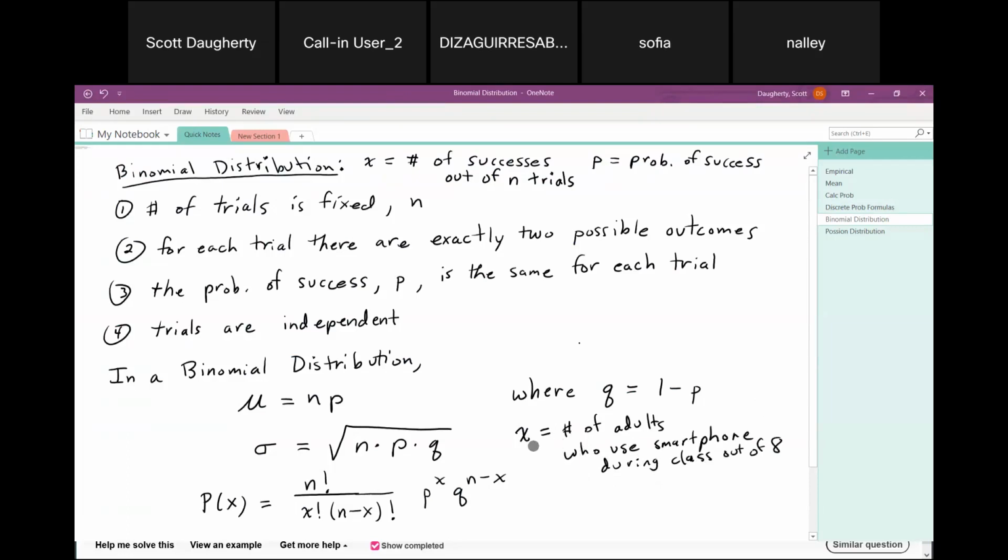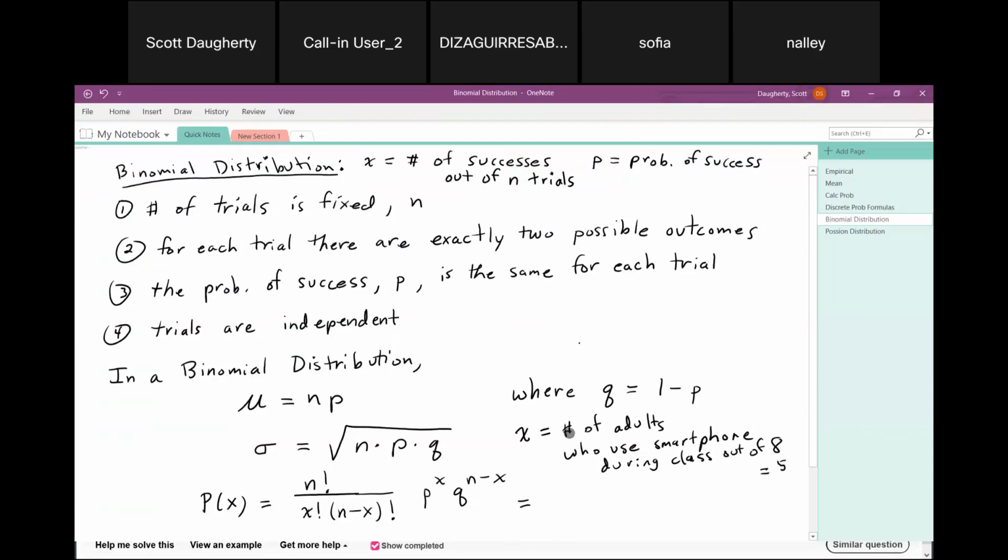What could this number be? Well, it could be anything between 0 and 8, but not every number between 0 and 8: 0, 1, 2, 3, 4, 5, 6, 7, or 8. It can't be 1.5, right? Because we're talking about people here. So it's a discrete random variable, the numbers are jumping. And we just checked: not only is it discrete, it's actually binomial. And for that reason, we can calculate the probability using this formula here. And so we want to know the probability that this x turns out to be exactly 5.